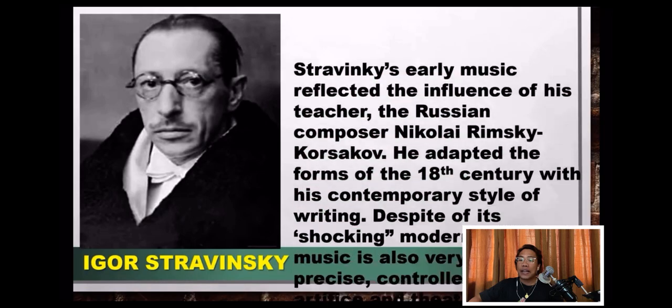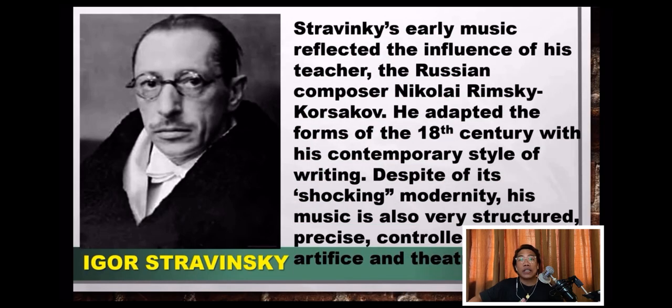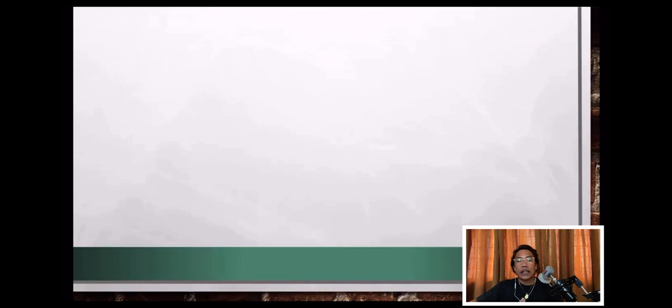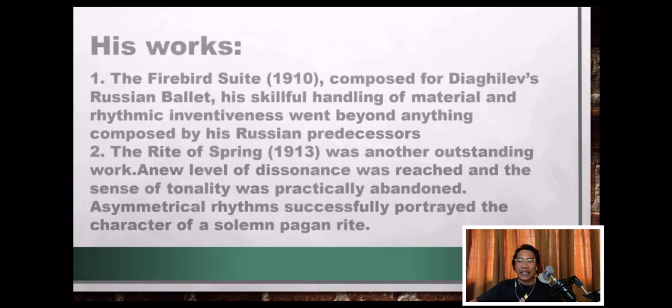Stravinsky's early music, class, reflected the influence of his teacher, the Russian composer Nikolai Rimsky-Korsakov. He adopted the forms of the 18th century with his contemporary style of writing. Despite its shocking modernity, his music is also very structured, precise, controlled, full of artifice and theatricality. His works, class, include the Firebird Suite in 1910.